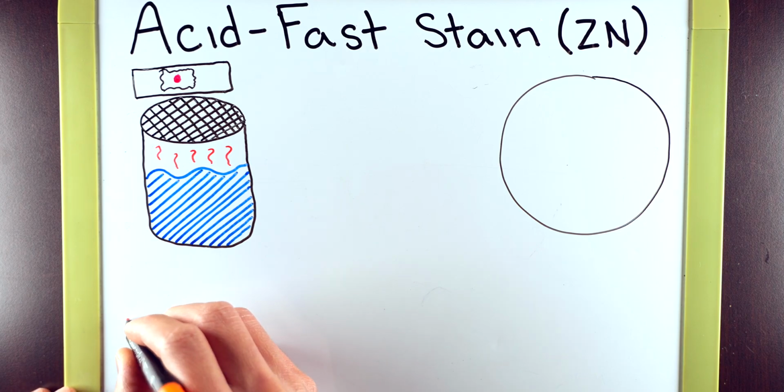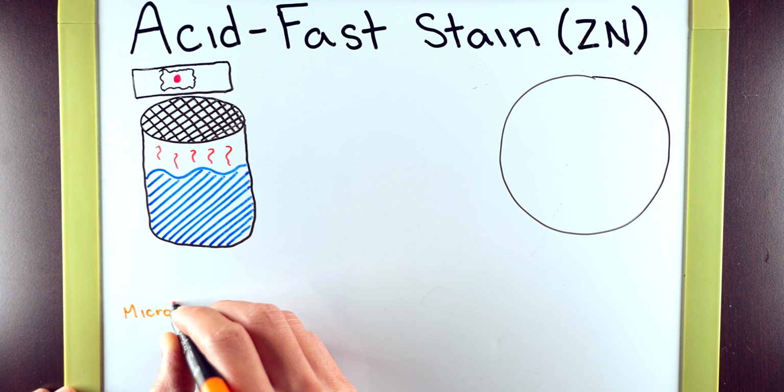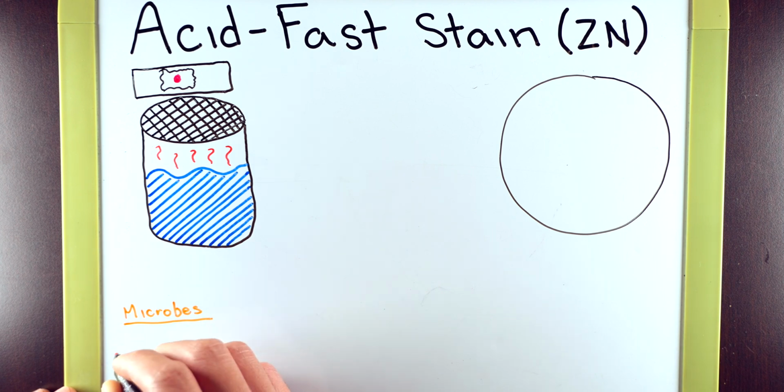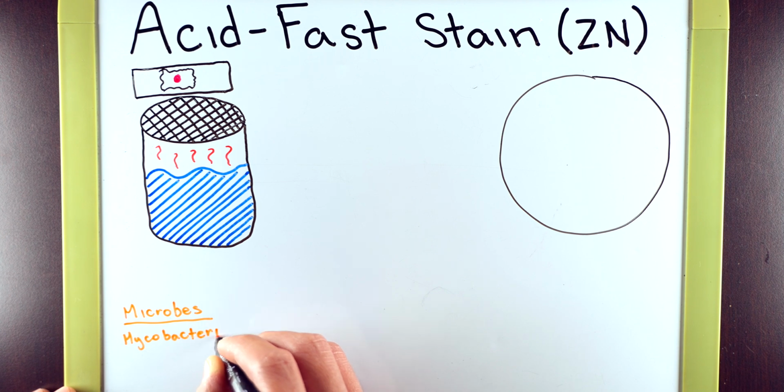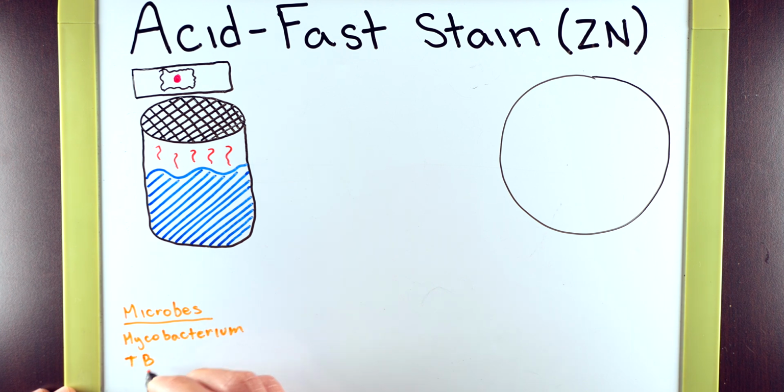The acid-fast stain is a differential technique that we use to identify specific bacteria. The bacteria of interest are going to be Mycobacterium tuberculosis, as well as AFB, which stands for acid-fast bacilli.